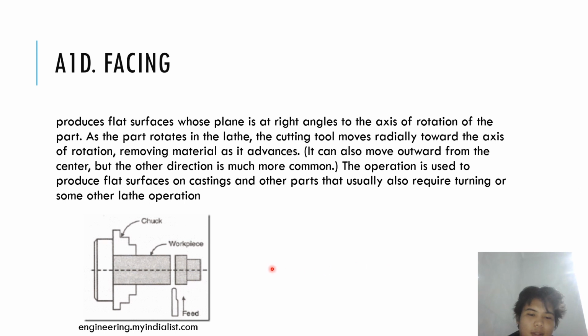Facing is where you cut the work part, and it produces flat surfaces whose plane is at right angles to the axis of rotation of the part. As the part rotates in the lathe, the cutting tool moves radially towards the axis of rotation, removing material as it advances.